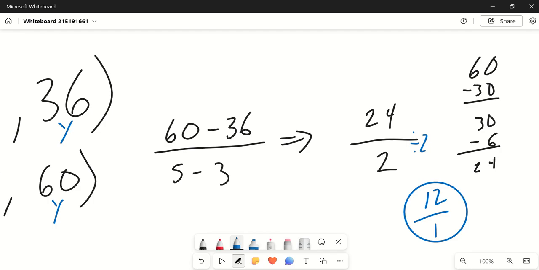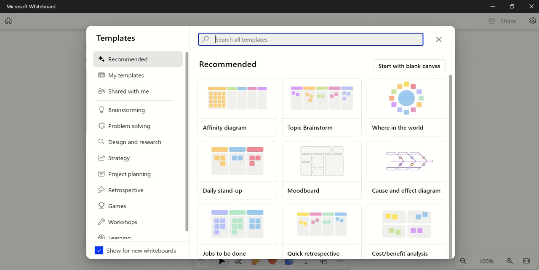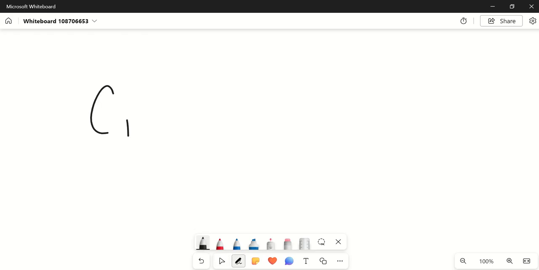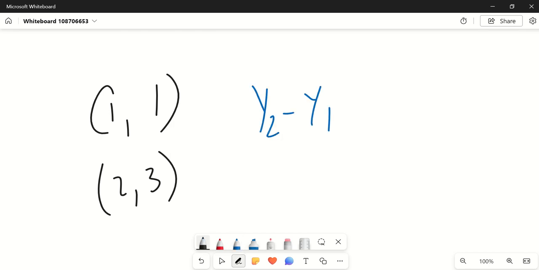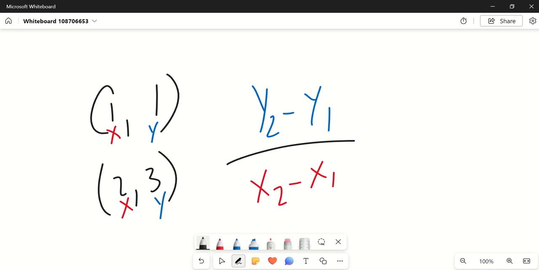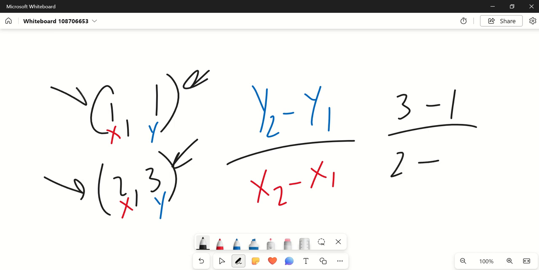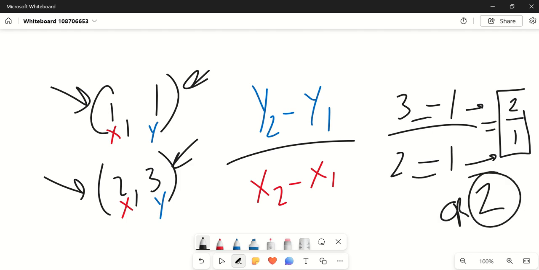So again, in order to solve this, I'm just going to go get a new whiteboard here, if it'll let me. There we go. So our points are 1, 1 and 2, 3. Again, our equation is y2 minus y1 over x2 minus x1. These are x's, these are y's. So when I plug these in, I'm going to have 3 minus 1, because y2, y1, and then x2 minus x1, which will give me 2 over 1. 3 minus 1 is 2, 2 minus 1 is 1, 2 over 1, or just 2. So my slope equals 2.